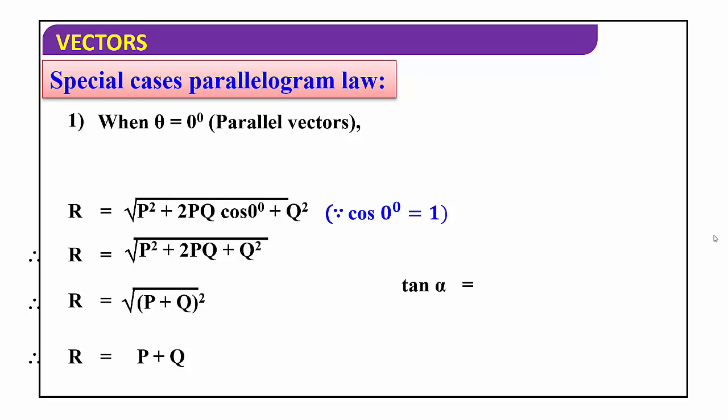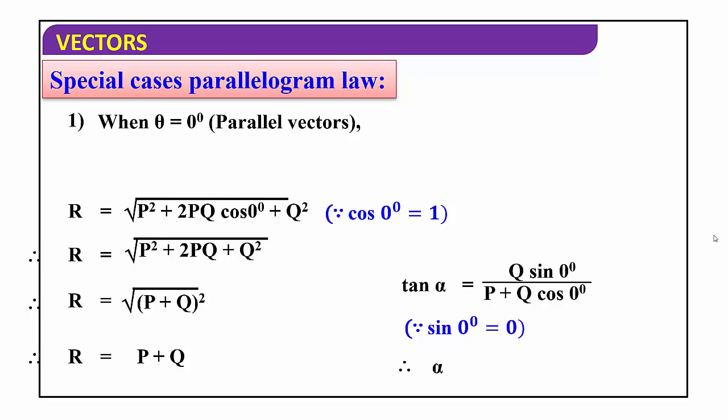Similarly, we can write the direction expression. We know the expression tan alpha is equal to Q sin theta divided by P plus Q cos theta. Here theta equal to 0 degree. Substitute the value in this expression. We will get tan alpha equal to Q sin 0 divided by P plus Q cos 0. We know that sin 0 is 0, cos 0 is 1. We will get the final expression.